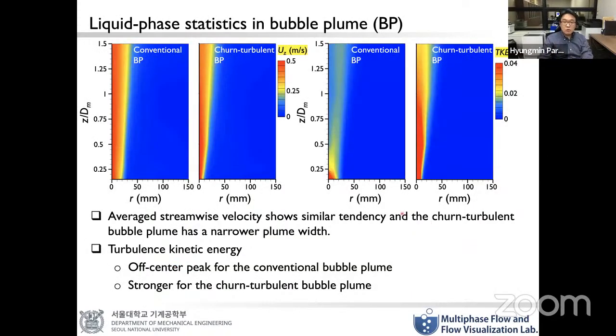Okay, from the LDA measurement, this is the mean vertical velocity, and these two are the turbulent kinetic energy of the liquid phase. When you compare these two, the conventional one and the turbulent one look quite similar, but the turbulent one has a little bit narrower bubble plume width, right? In terms of the turbulent kinetic energy, TKE, you can see clearly that the turbulent bubble plume has stronger turbulence, right?